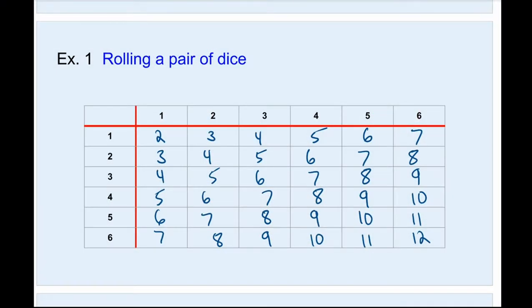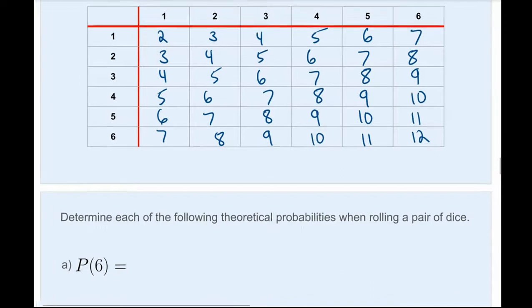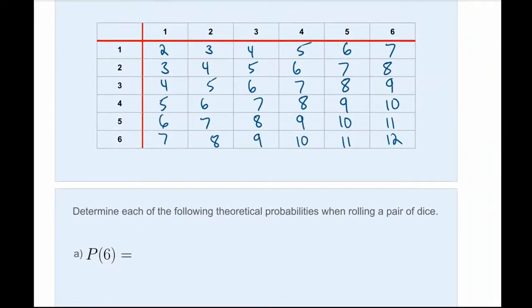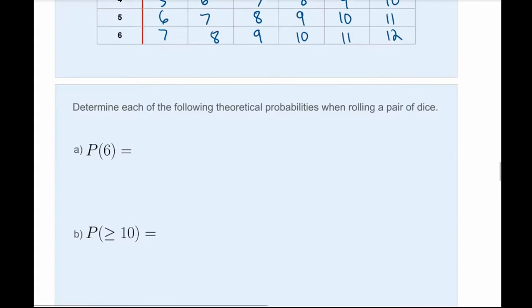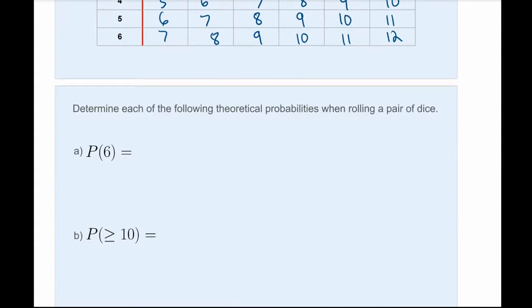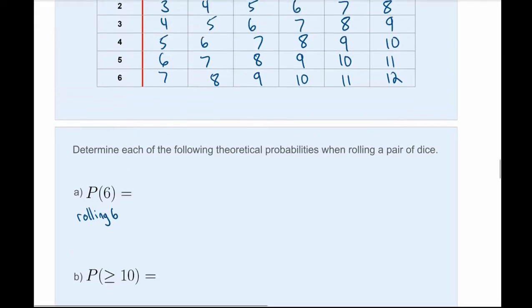So once you've filled out the table, it should look like this. Again, these are all the possible sums or combinations that you could get when rolling a pair of dice. So what we want to do, using this, is determine the theoretical probability of each outcome when rolling a pair of dice. So if I look at the first one, P(6). So this is rolling a 6. So what is the probability of rolling a 6, or a sum of 6 in this case?